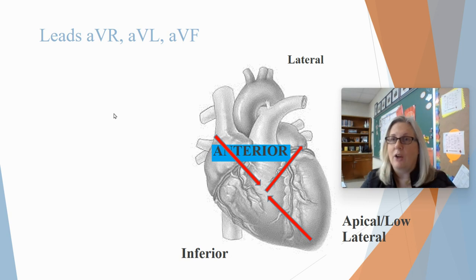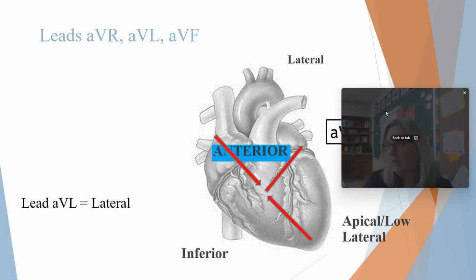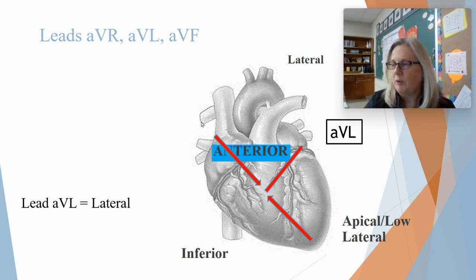And since it's landing on the left arm, just like our lead 1 did, it's going to be considered lateral. I'm going to hide my face again. There we go, move my face. So AVL is going to be considered lateral because these two talk to each other and then go to the left arm, which is also considered lateral. Okay, hopefully you understand that. If you need to pause and go back and re-listen to me say it a couple times, that's what that means.